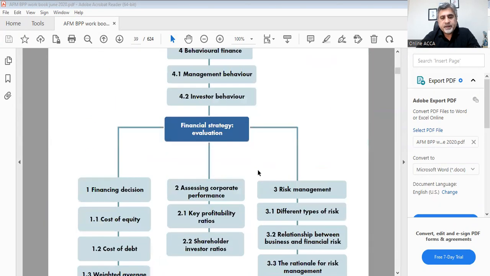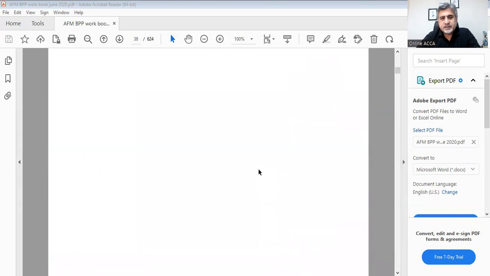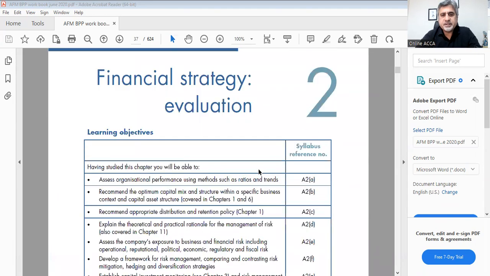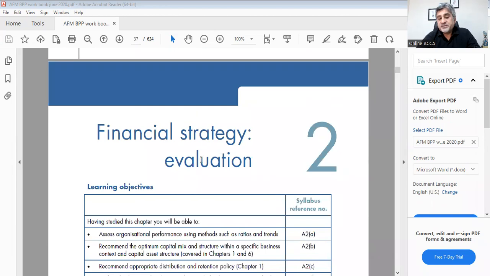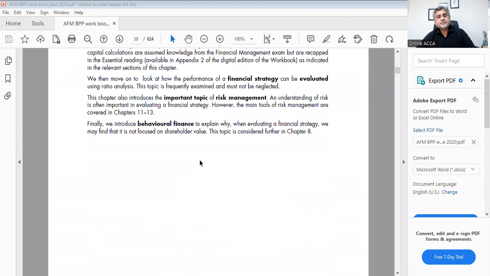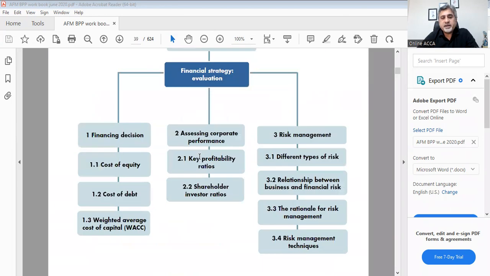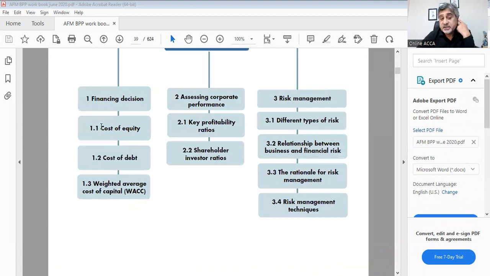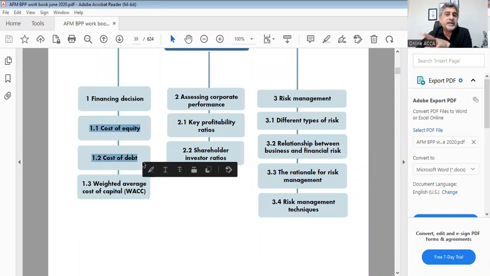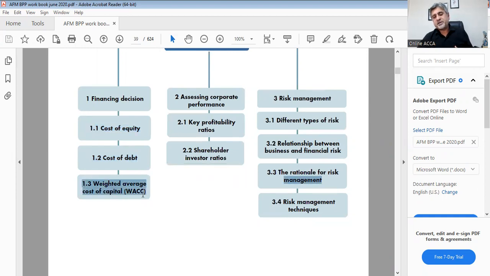So chapter number 2 is actually strategy, financial strategy evaluation. The main topics which are covered here and which we are going to discuss for today: cost of equity, and of course cost of debt. And then as part of cost of equity and debt beta, we will talk about asset beta, equity beta, the relationship between the two, systematic risk, unsystematic risk. We'll talk today about weighted average cost of capital, WACC.